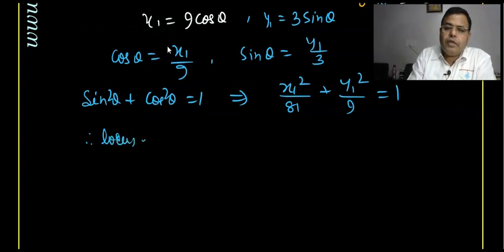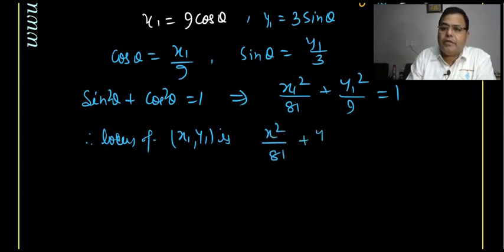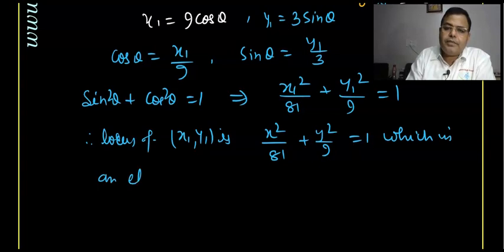Now, the locus of x1 y1 is, in place of xy we have to put x1 y1, is x square by 81 plus y square by 9 is equal to 1, which is an ellipse, right? So these are the questions. Now let us see question number 6.